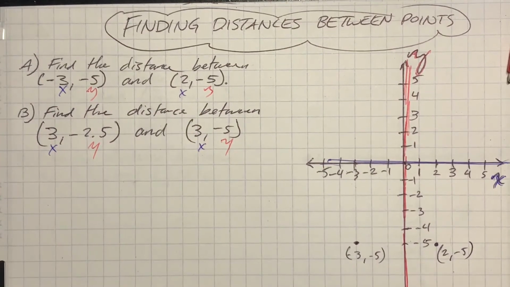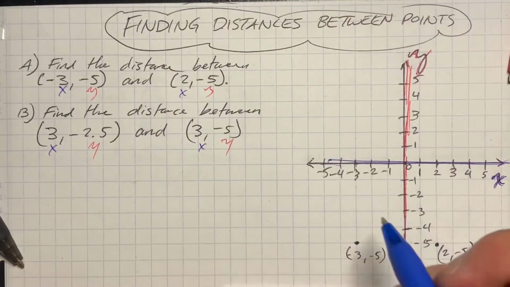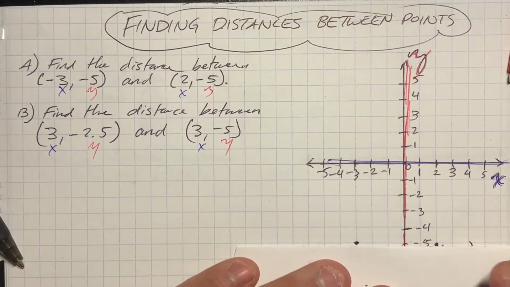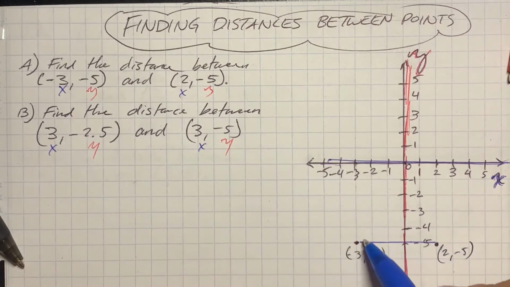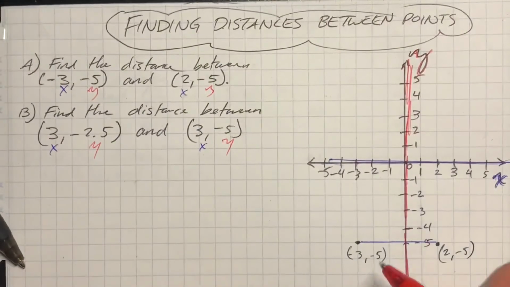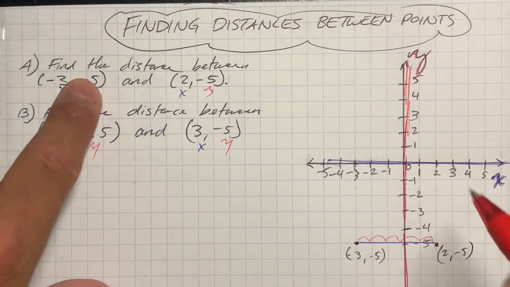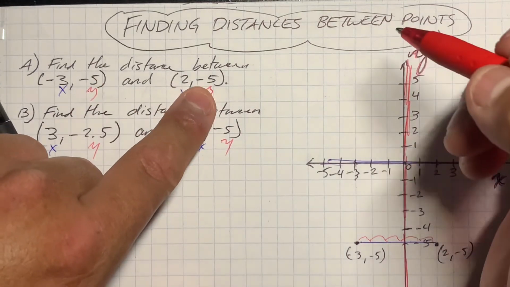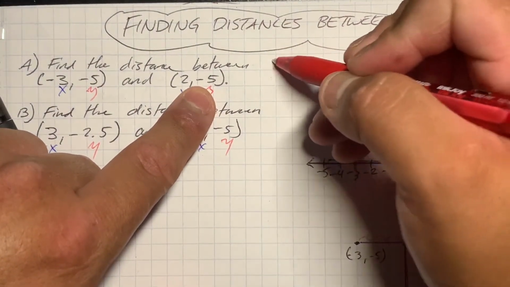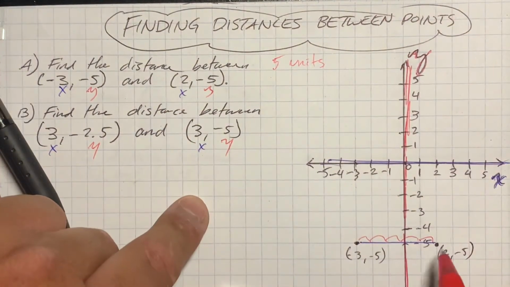All right, so we want to know what is the distance between these 2 points. Normally, since they have the same y value, if I were to count, let me use a different color, 1, 2, 3, 4, 5. So the distance between -3, -5 and +2, -5 is 5 units. That's the distance, 5 units from each other.